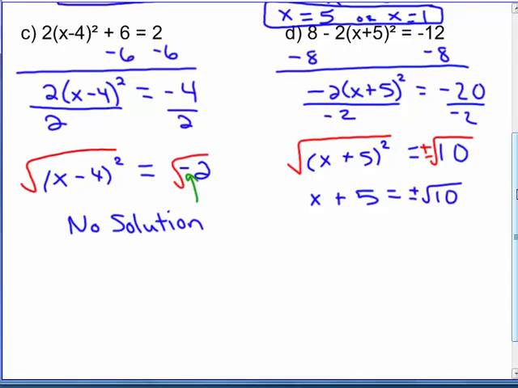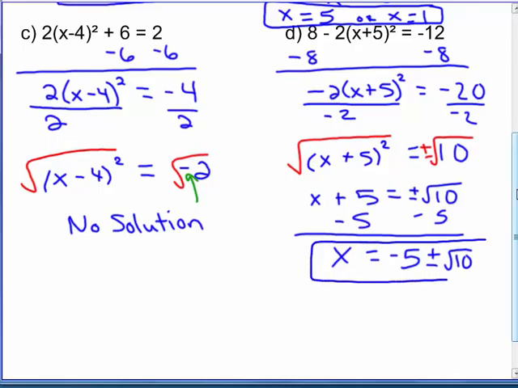At this point, can I simplify the square root of 10? No, it breaks down into 2 and 5. So I'm going to move the 5 over. I have x equals negative 5 plus or minus square root of 10. That's going to be my answer. I have two answers. Negative 5 plus the square root of 10, negative 5 minus the square root of 10. If it asks you for a decimal approximation, you could put both of those into your calculator as well.